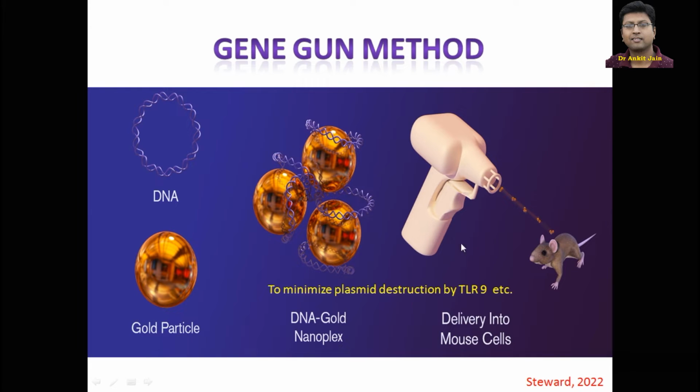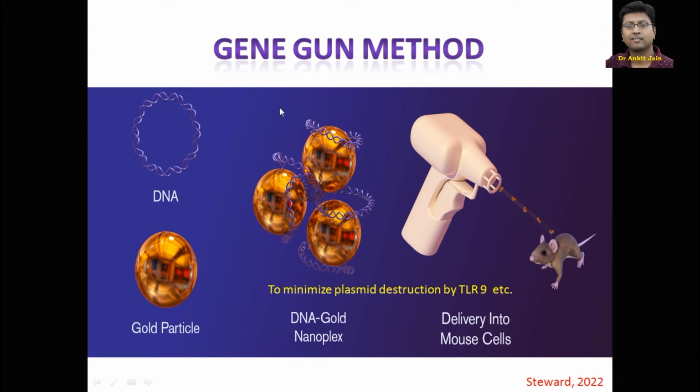The second method of introduction of that particular gene is the gene gun method. In this method, the particular plasmid is adsorbed on gold nanoparticles, and those gold nanoparticles are loaded into the gene gun. With the help of helium gas force, which is present inside that gene gun, the DNA will be directly introduced into the skin.